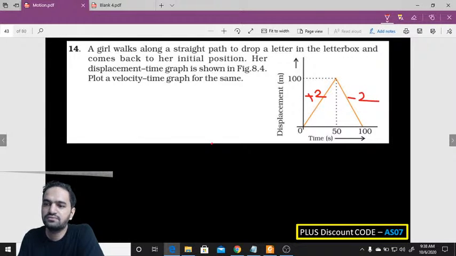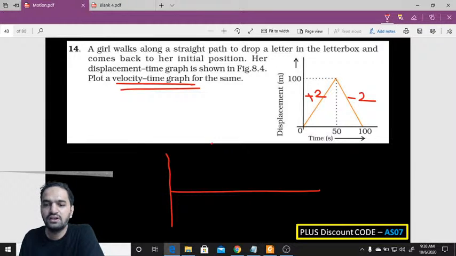Plus 2, minus 2. Now can we create our graph, which they are asking? Yes, we can. What we can do is you create a baseline first. Now give it a name. We are supposed to give it a name as velocity time graph. Okay. Now you put the values first. You put the value of 0 first.